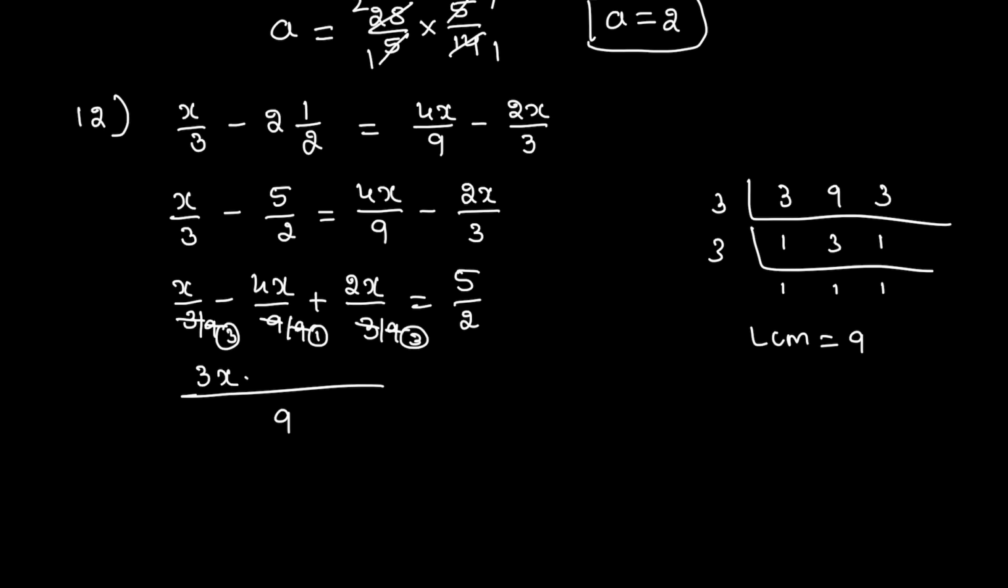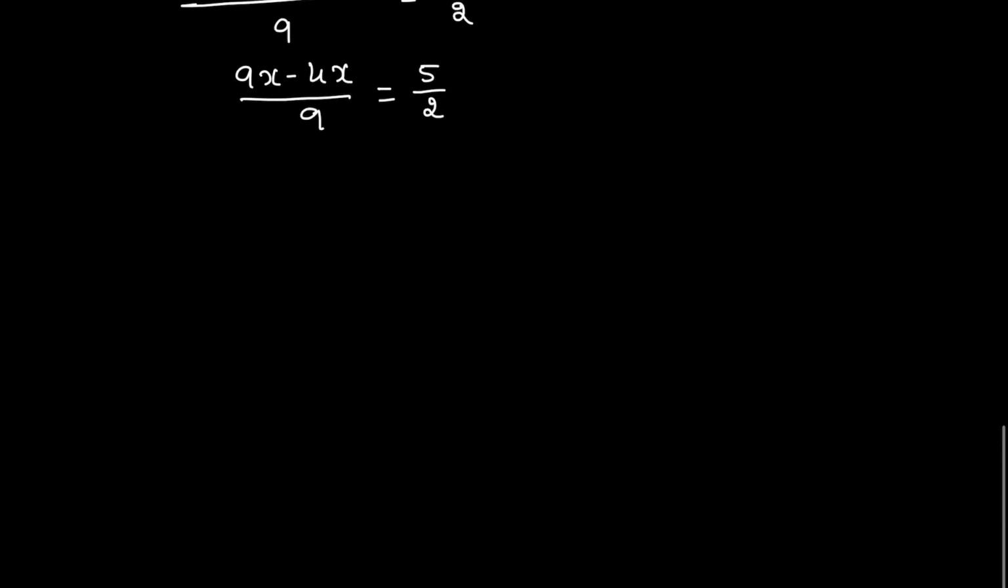So 3x minus 4x plus 6x, that is equal to 5 by 2. So here 3x plus 6x is 9x minus 4x by 9, that is equal to 5 by 2. So 9x minus 4x is 5x by 9, that equals 5 by 2.